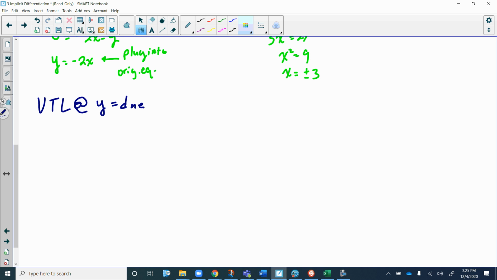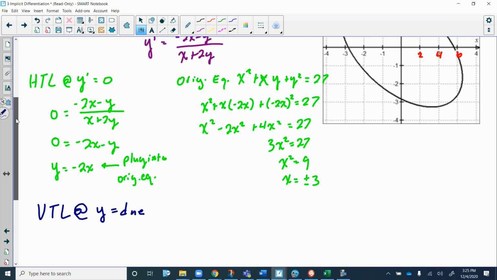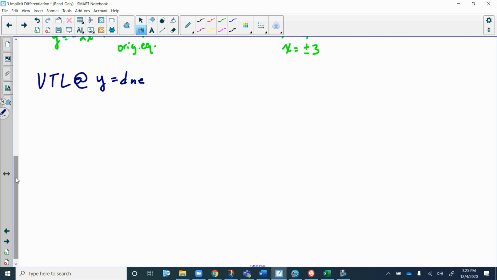So in this case, going back to what I had for my function, let me go ahead and write that down here. We had y prime equal to negative 2x minus y over x plus 2y. So if I'm looking at a vertical line where, of course, y prime doesn't exist, then that means I need to be working with the denominator here. So I need to look at where the denominator is set equal to 0. So let's go ahead and do that: x plus 2y is equal to 0.